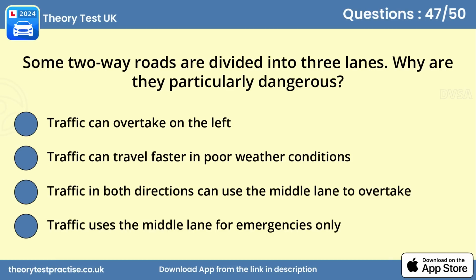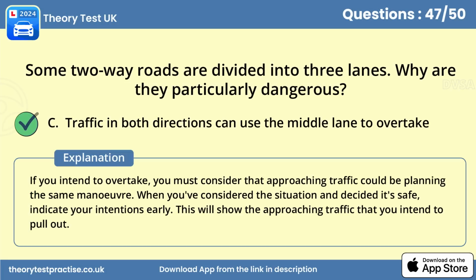Question 47. Some two-way roads are divided into 3 lanes. Why are they particularly dangerous? C. Traffic in both directions can use the middle lane. If you intend to overtake, you must consider that approaching traffic could be planning the same maneuver. When you've considered the situation and decided it's safe, indicate your intentions early. This will show the approaching traffic that you intend to pull out.